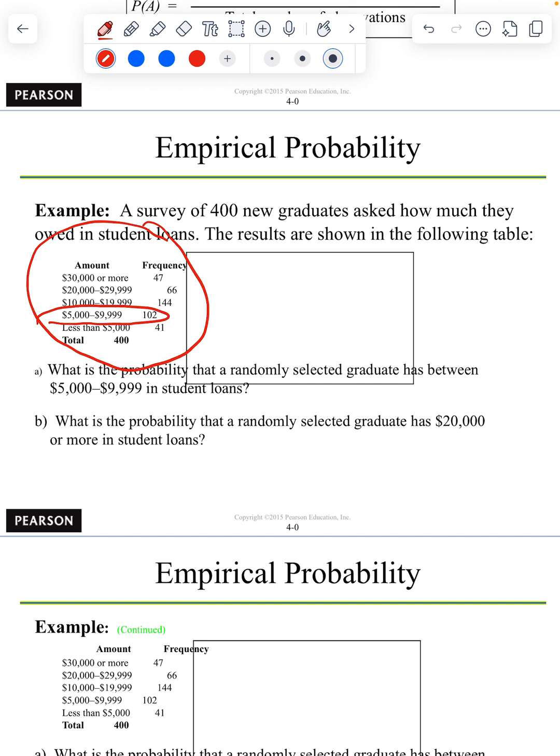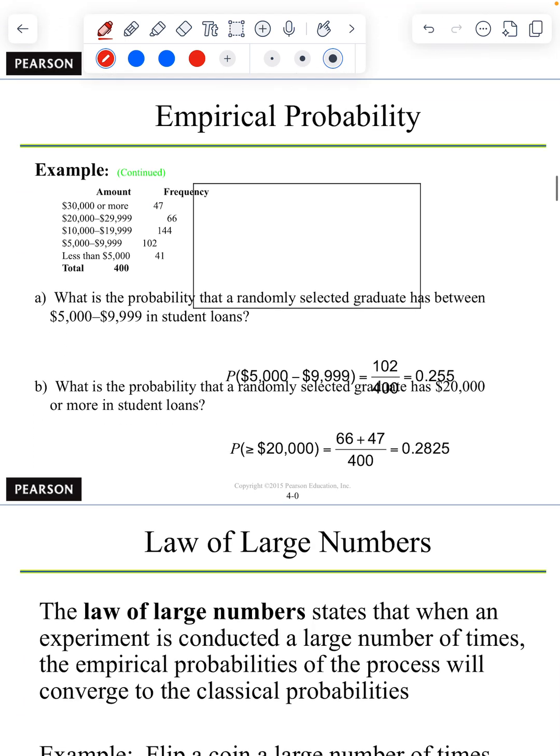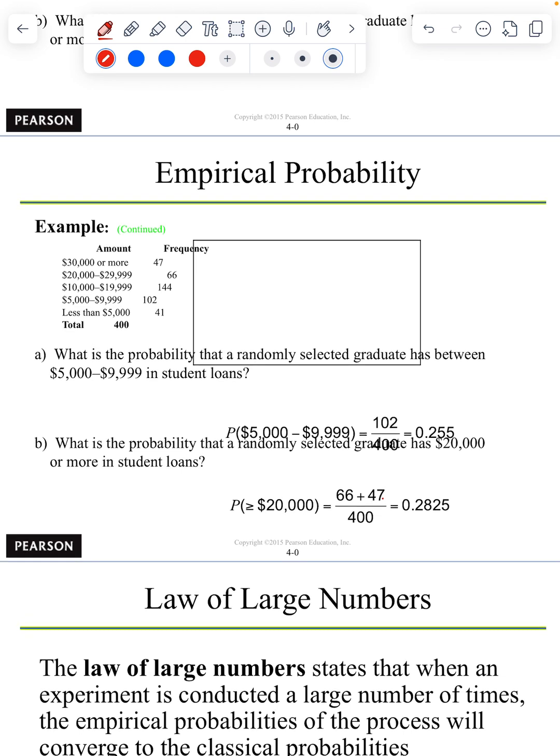So what is the probability a randomly selected graduate has 20,000 or more in student debt? So with 20,000 or more, it's going to change it up, because now I'm not only looking at one subset, I'm looking at 2. So I would add the 66 and 47 together. Actually, hang on a minute. Let me look at that.